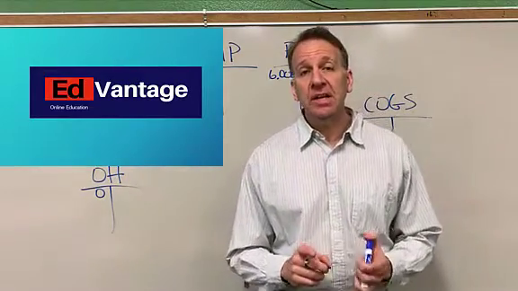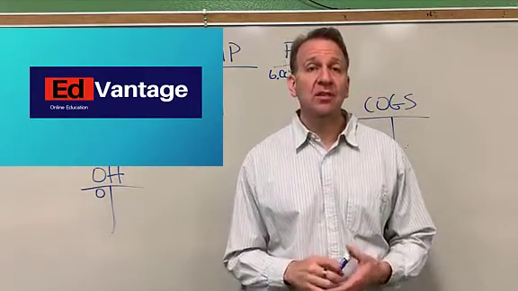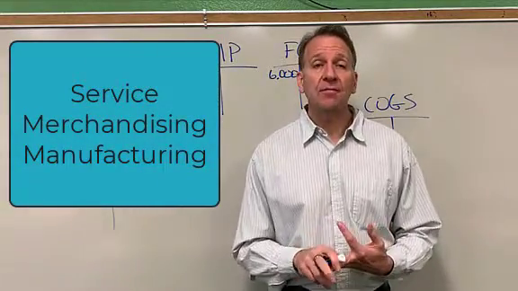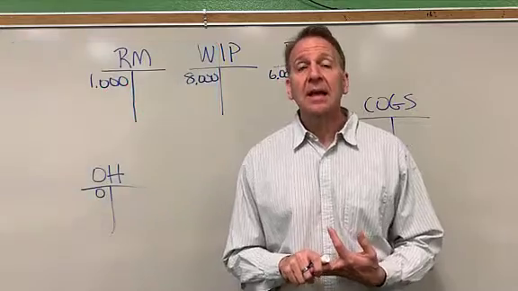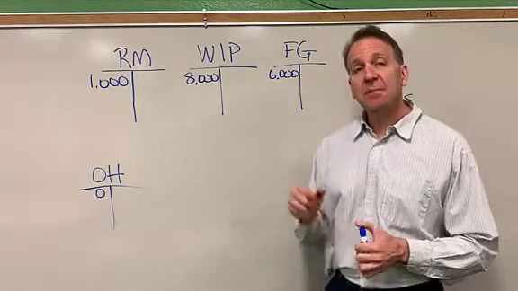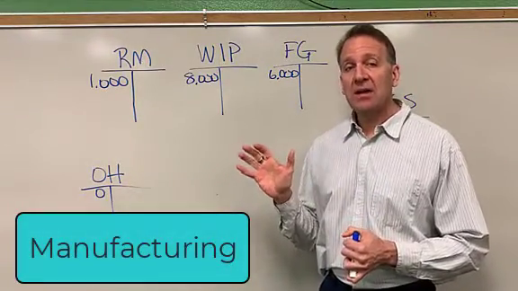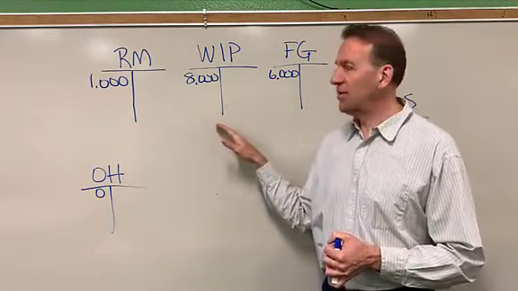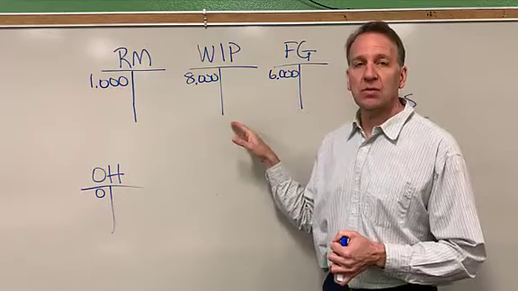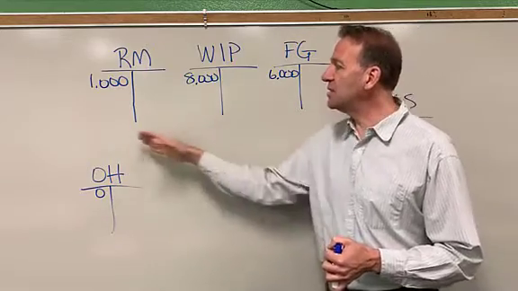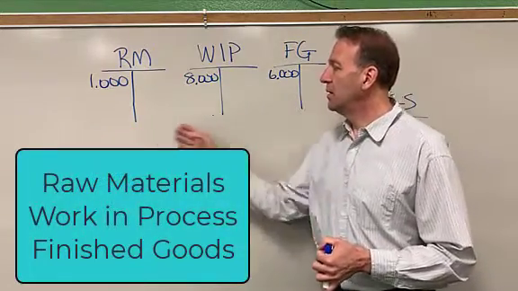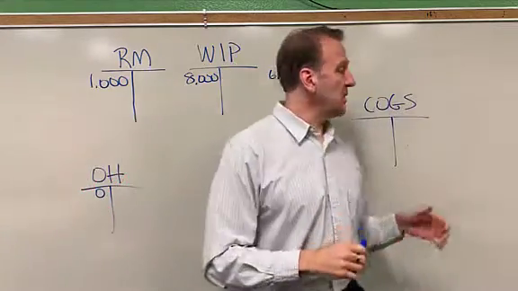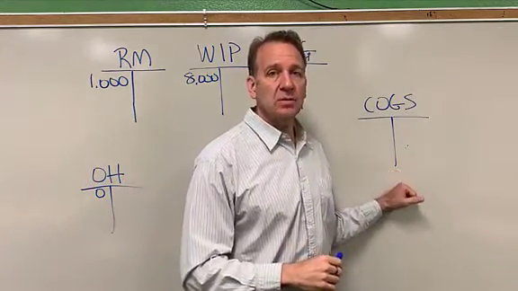In the previous video, we took a look at different business sectors. We looked at the service, the merchandising, and the manufacturing areas. Now, what we're going to look at here is in the manufacturing area. In manufacturing, we've got materials, work in process, which sometimes we call the WIP inventory, and finished goods. These three are inventory accounts. When we sell the product, that's when we have cost of goods sold.